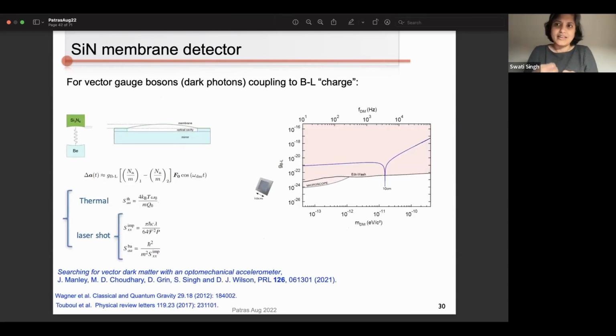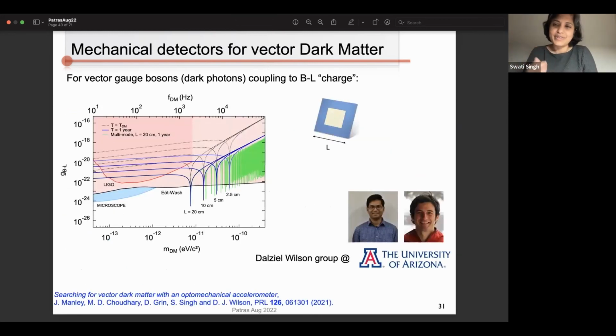And we looked at a silicon nitride membrane coupled to a beryllium mirror and looked at its thermal noise and how we can resolve the thermal noise over the imprecision and back action noise. I'll talk briefly about it later, around one of the resonances of your membrane. And nothing is a single mode harmonic oscillator, so you can look at higher order modes or have membranes of different sizes and be able to constrain coupling to B minus L or baryon number. And this is a project being pursued in Dalziel Wilson's group at the University of Arizona.